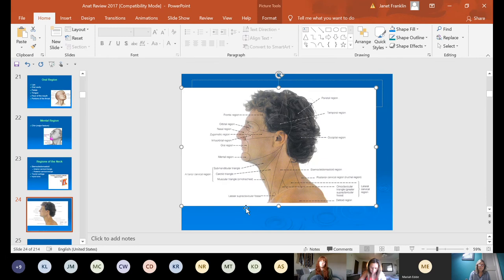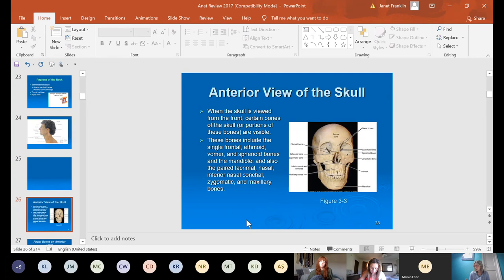So now we're going to look at the skull. So we have the anterior view of the skull. The anterior view would be the front if you're looking straight on at somebody. When you look straight on at your skull, you're going to see certain bones. You're not going to see all of your bones, but you will see most of your facial bones. As far as seeing the bones of the skull, you'll see all of these listed, your frontal.